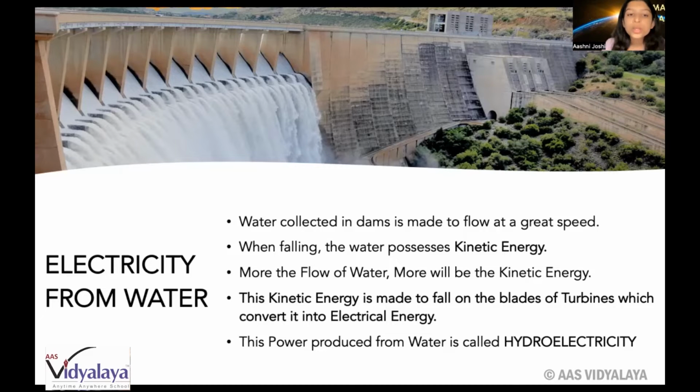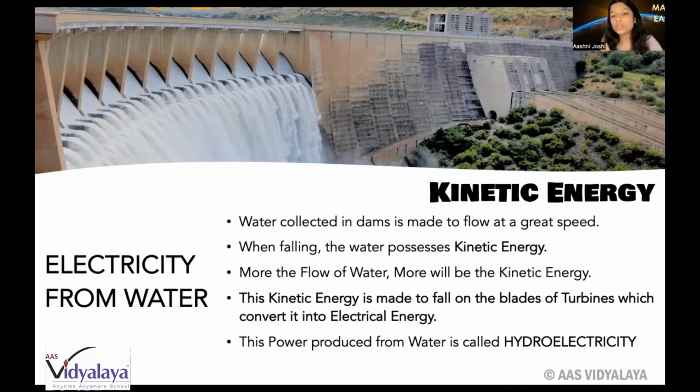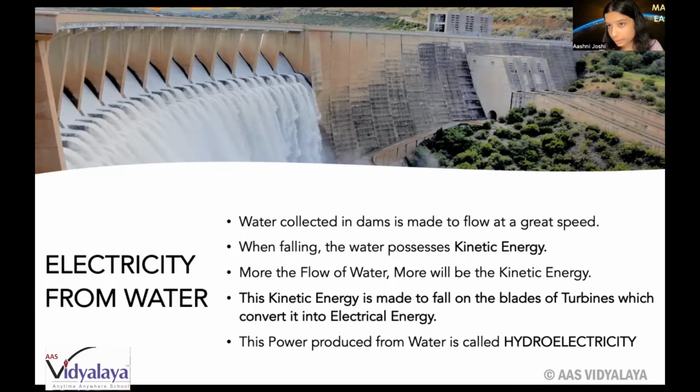When falling, the water possesses kinetic energy. I spoke about kinetic energy in my last video, but I'll do a small recap for you. Basically, the formula for kinetic energy is half mv squared, and anything that is in motion will possess kinetic energy. Since this water is falling or flowing from a height, it will possess kinetic energy. And now let's see how we use this kinetic energy to our benefit.